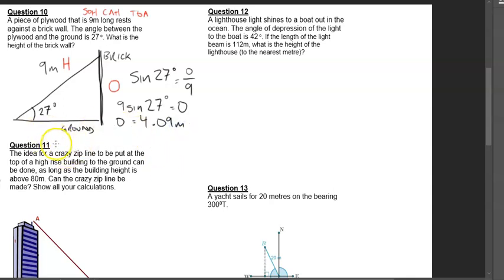Okay, so therefore, the height of the brick wall, you've got to make sure that it is a worded solution, because it is a worded question. So the height of the brick wall is 4.09 meters.